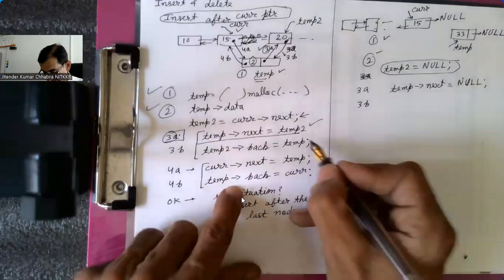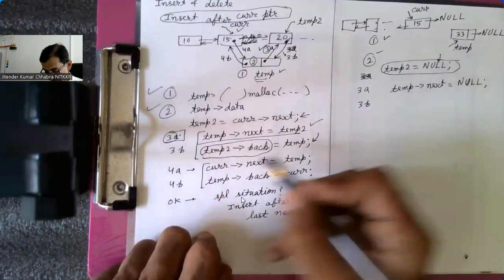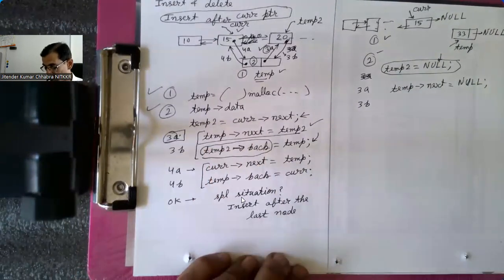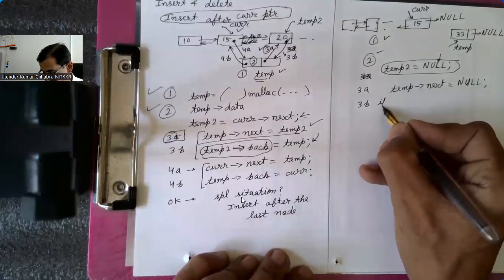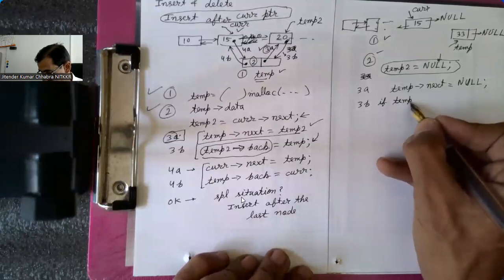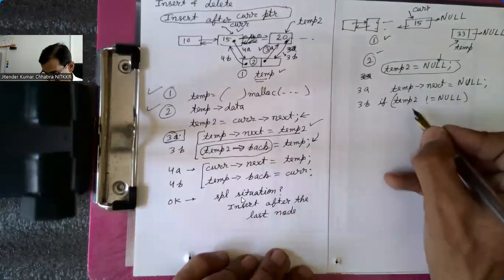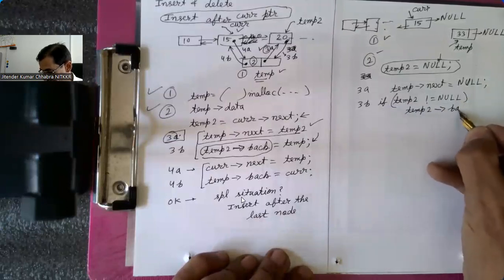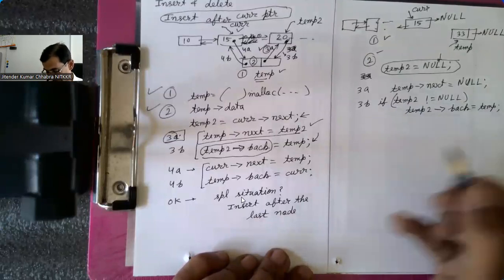3B, temp2 arrow back. Temp2 is null. If you try to access a field of null, the code will crash. So I'm going wrong, I have to solve this. How to solve? Simple. Always put an extra if condition. Check, if temp2 is not equal to null, only then this statement to be done. So if temp2 not equal to null, then temp2 arrow back will be assigned equal to temp. Otherwise, this statement was going to crash.